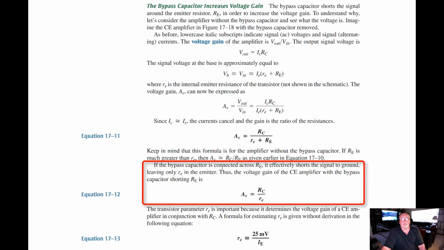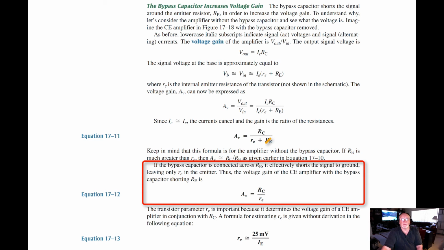If the bypass capacitor is connected across R sub E, it effectively shorts the signal to ground, leaving only r sub E in the emitter. Thus, the voltage gain of the common emitter amplifier with the bypass capacitor shorting R sub E is R sub C over r sub E.